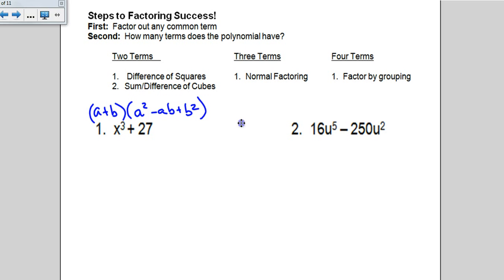Okay, so what I want you to do is figure out who is a and who is b. Well, if x to the third is a cubed, or a to the third, that means your plain old a would just be x.